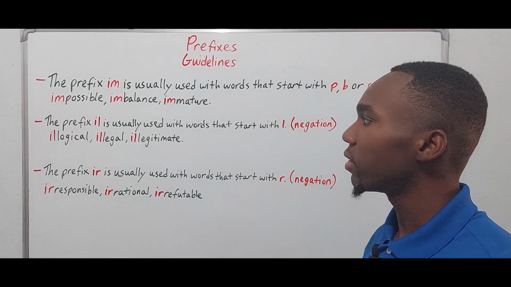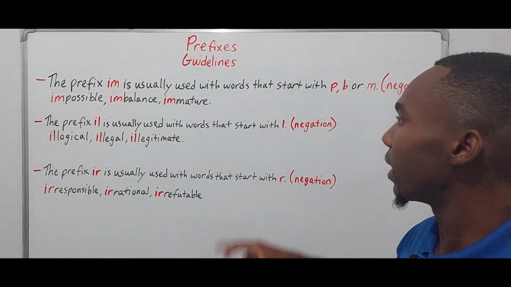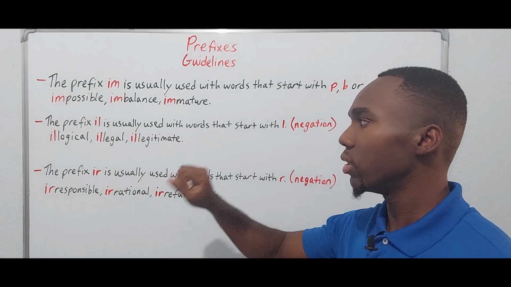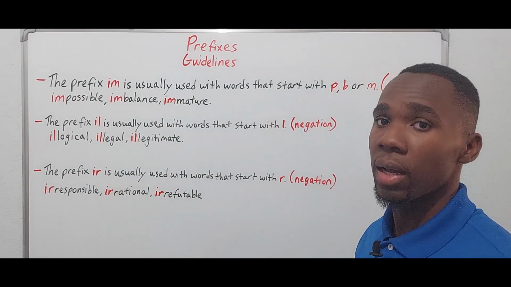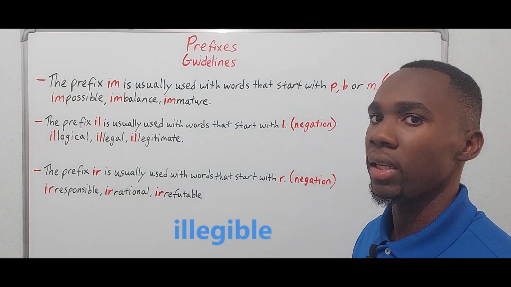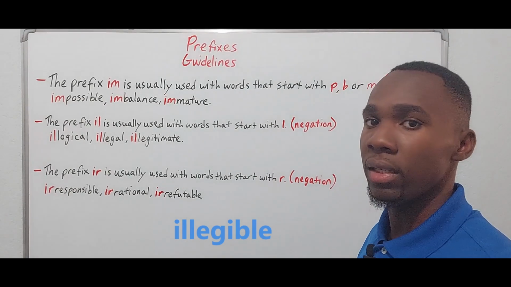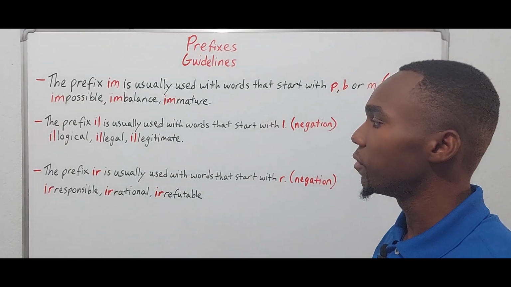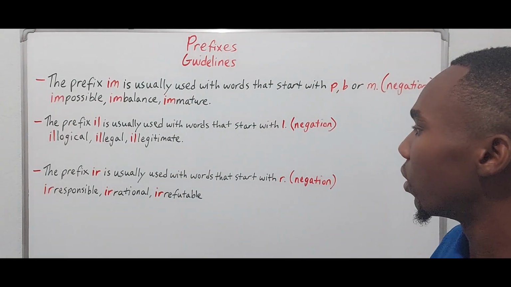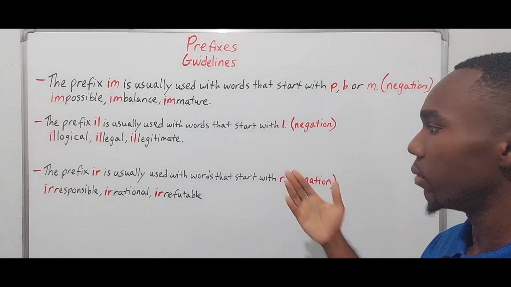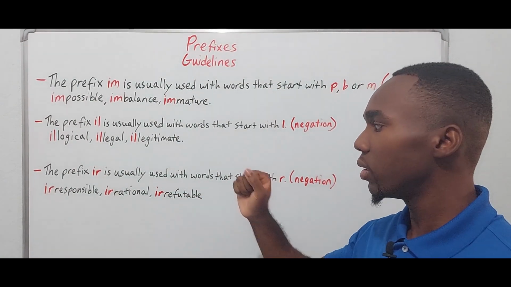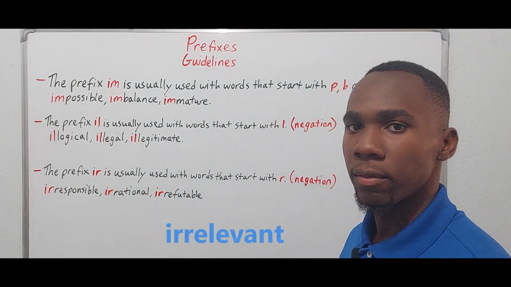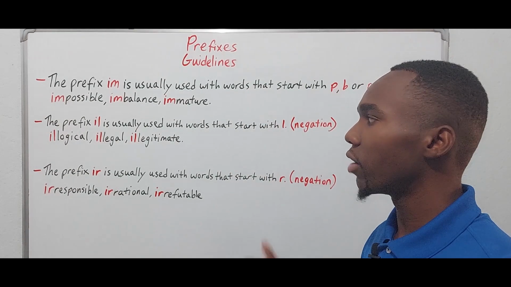Two. The prefix IL is usually used with words that start with L. And of course, IL is used for negation. Illogical, illegal, illegitimate. Another example could be illegible, meaning that the writing cannot be understood, right? And three. The prefix IR is usually used with words that start with R. Negation again. Irresponsible, irrational, irrefutable. Another example, irrelevant, right? So these are some general guidelines.